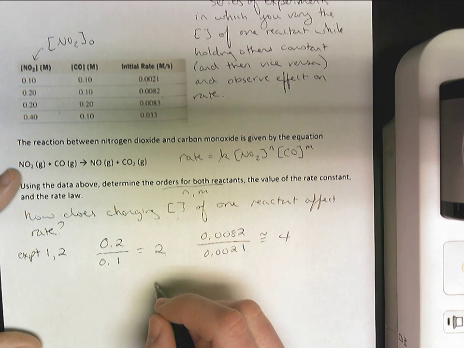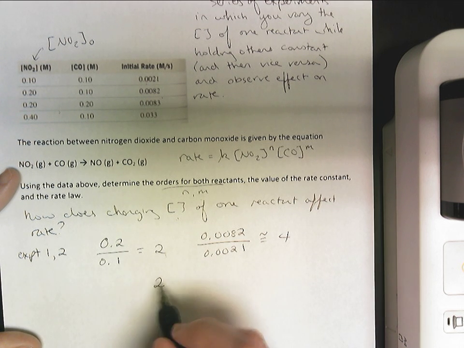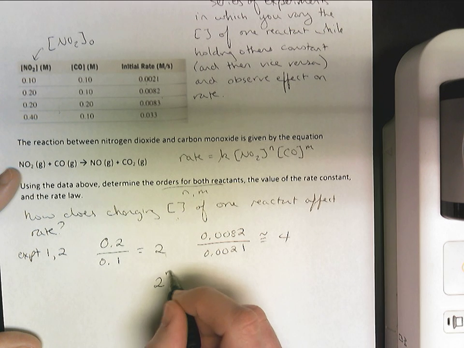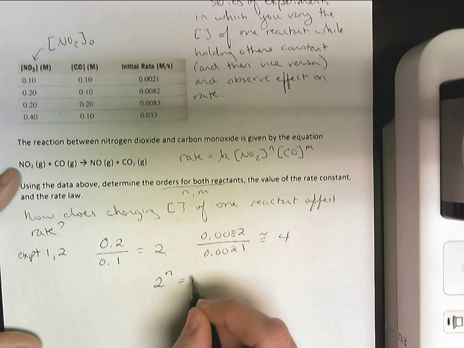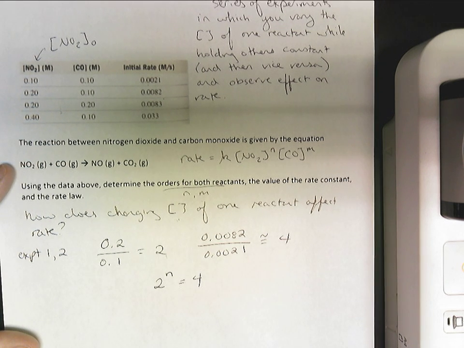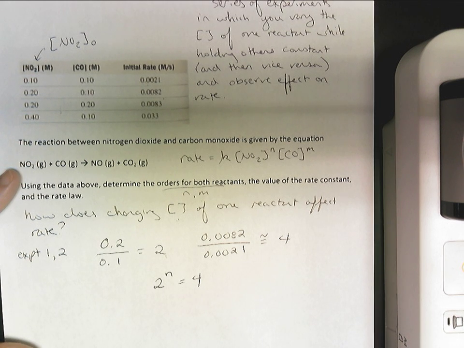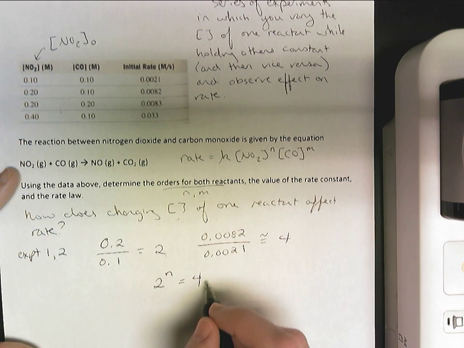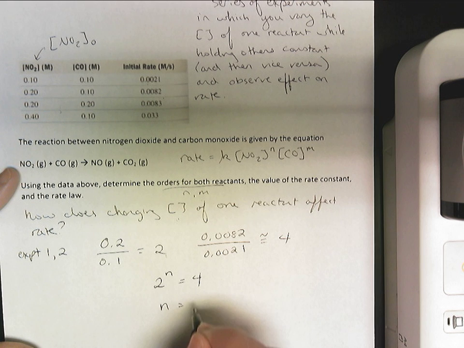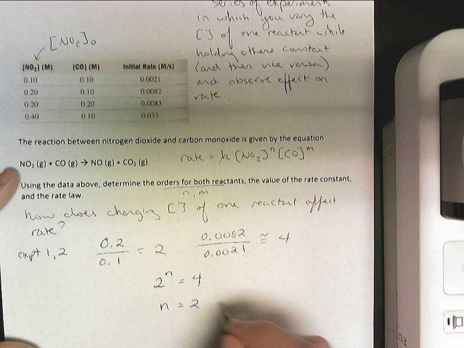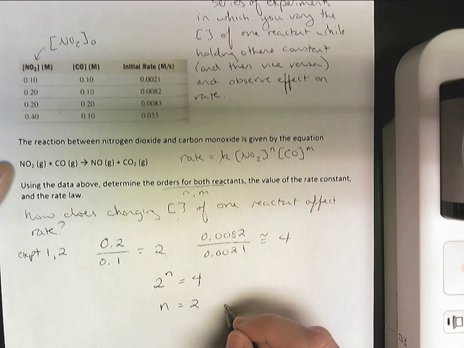So really what I'm seeing here is that when I raise this concentration change to some power n, I see a change of 4 in the rate. Okay, so solving for n here, we know that n equals 2. That means the order of the reaction with respect to NO2 is 2.